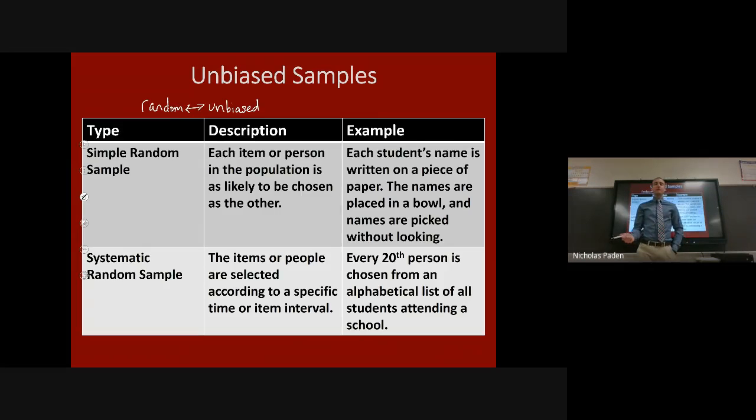A systematic random sample, you have a system that you're using to figure out this sample. So let's go back to what's your favorite subject? Our system could be every 20th person. So we have a list of students alphabetically. Every 20th person, we circle their name. We ask that student what their favorite subject is. So that's a systematic random sample. A simple random sample is just like drawing random names out of a hat. Systematic random sample, you have a system. Every 20th student on this list is who we're going to ask. That's our system, and that's still random. So the key to unbiased samples is that it needs to be random.